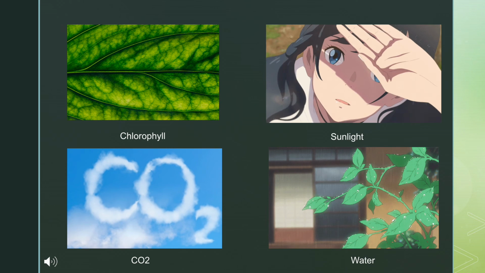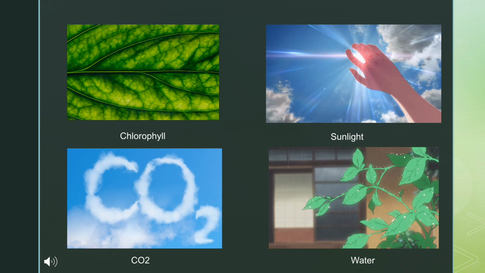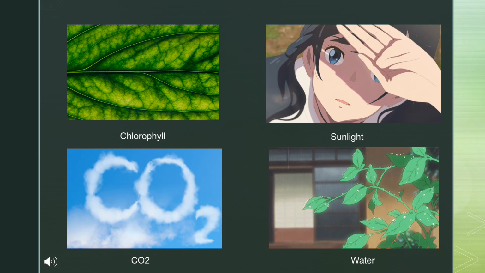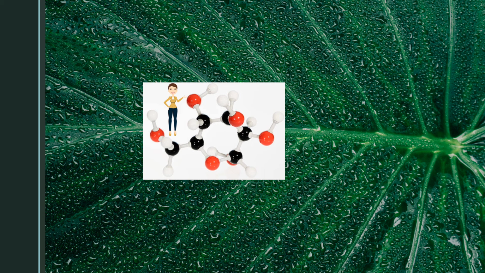So, if we think about the conditions necessary for photosynthesis to occur, we can say the presence of chlorophyll, the presence of sunlight, availability of carbon dioxide, and availability of water are very necessary. Carbohydrates that plants synthesize during photosynthesis are made up of carbon, hydrogen and oxygen. These are used to synthesize other components of food like protein and fats.